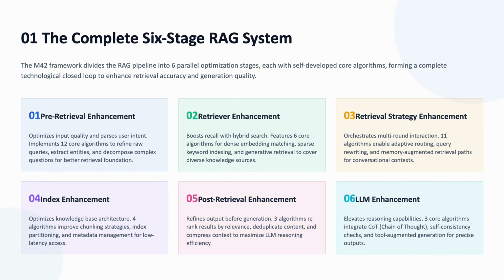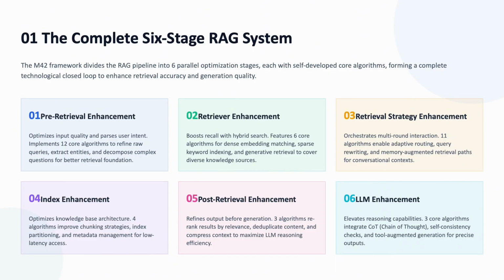Second, retriever enhancement. This stage focuses on boosting knowledge recall capacity via hybrid search modes. 6 proprietary algorithms support dense embedding matching, sparse keyword inverted indexing, and generative retrieval, covering heterogeneous multi-source enterprise knowledge bases. Third, retrieval strategy enhancement. It targets multi-turn conversational interaction scenarios. 11 algorithms enable adaptive knowledge routing, dynamic query rewriting, and memory-augmented retrieval paths to maintain dialogue consistency.